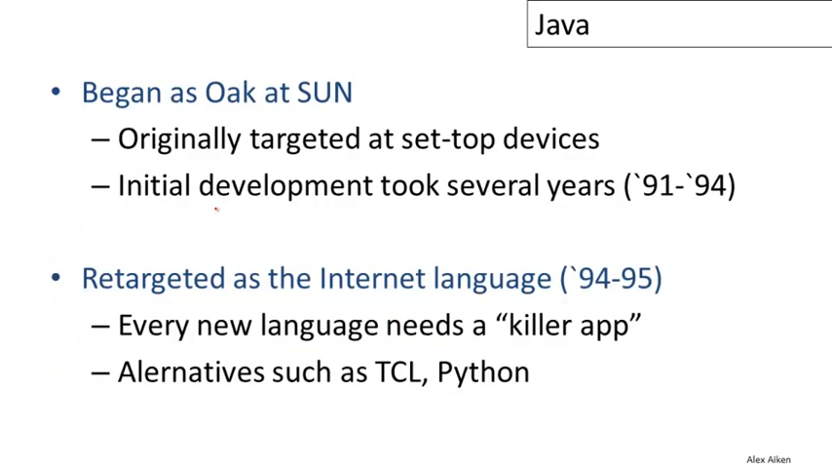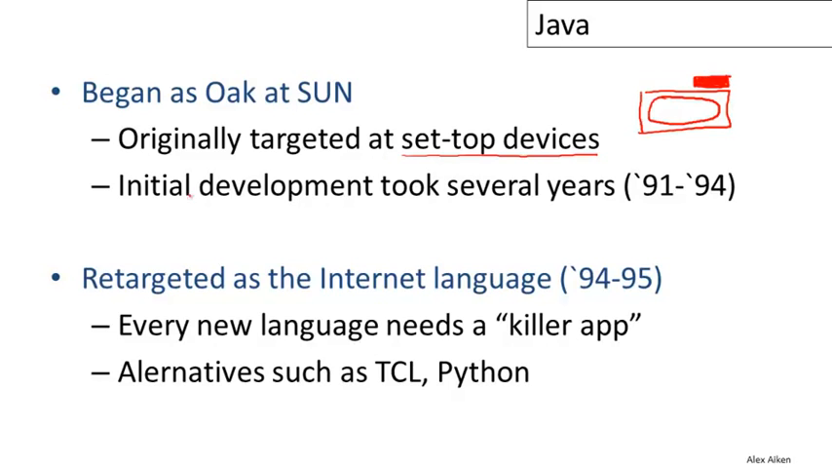So Java began as a project called Oak at Sun Microsystems, and it was originally targeted at set-top devices. So what was a set-top device? This was a little box that was going to sit on top of your TV, and it was going to control all your cable programming. It would connect to some kind of network, and it would help to make your TV more interactive. This is back in the days before every TV was really a computer by itself.